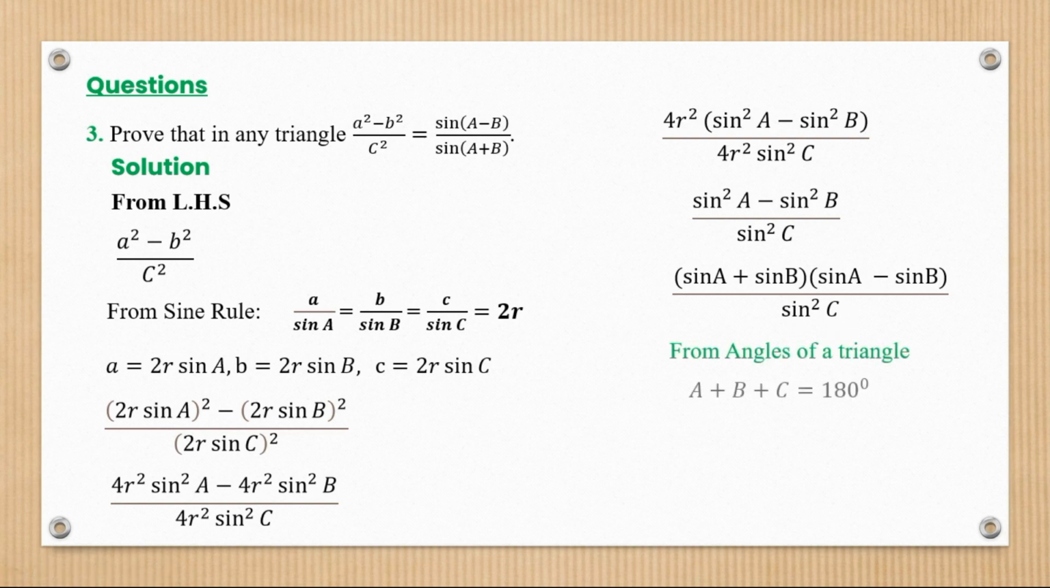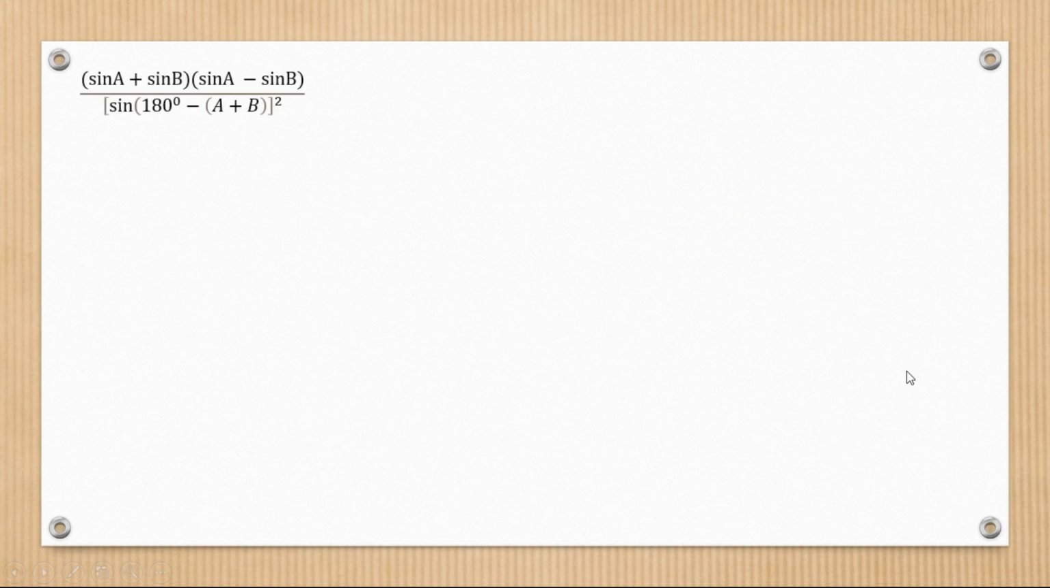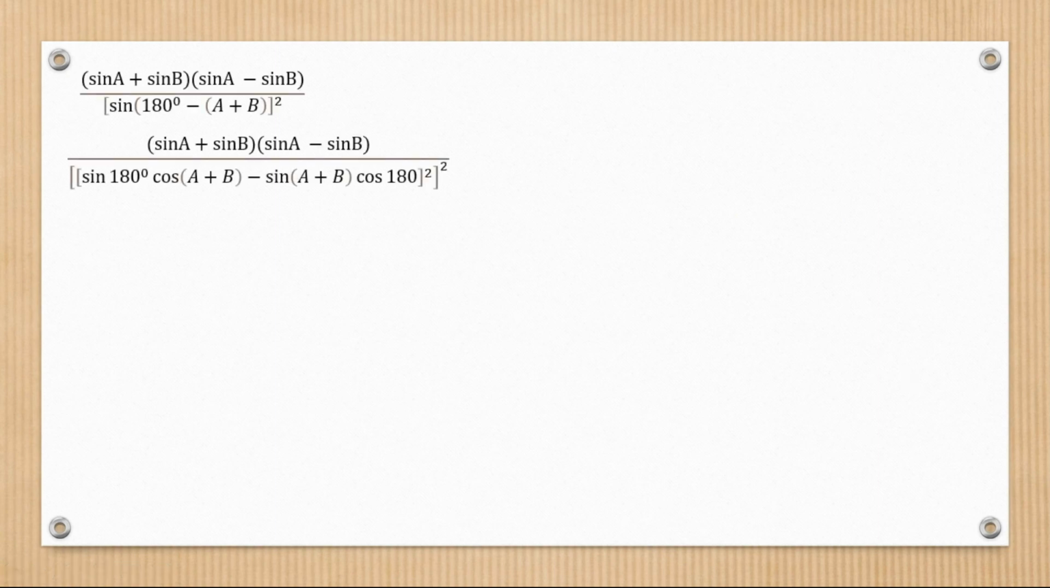So we know from angles of a triangle that A plus B plus C is equal to 180 degrees. So C is equal to 180 degrees minus (A plus B). We're going to substitute that in, so wherever there is a C, we put that. So we now end up with sine of 180 minus that, in brackets. The squared that we have here, we're going to place outside. Now we can expand the denominator as a compound angle, and that's what we have.